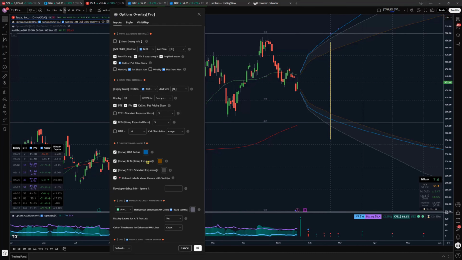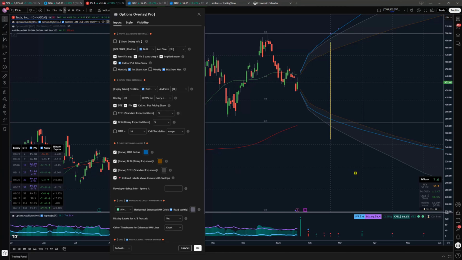So if the binary expected move shows you how the options market is pricing movement, then the one standard deviation, this line, shows you how volatility theory describes the probability distribution of the price. So it's also another different curve. These two concepts are closely related, but they are not the same. And understanding the difference is one of the biggest steps toward thinking like a professional options trader.